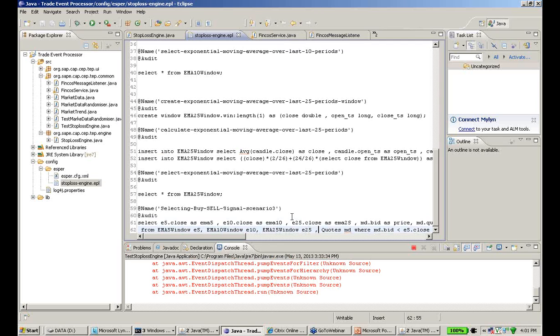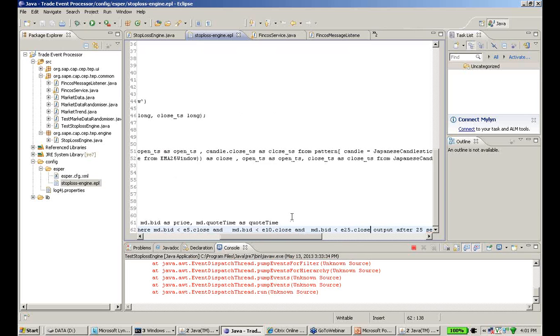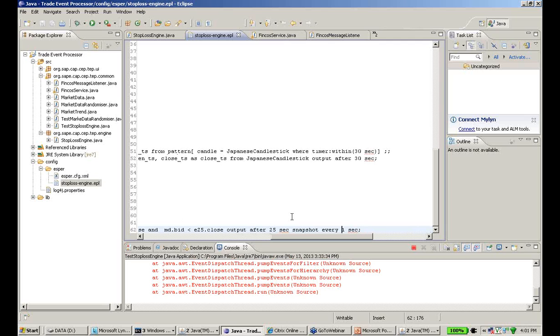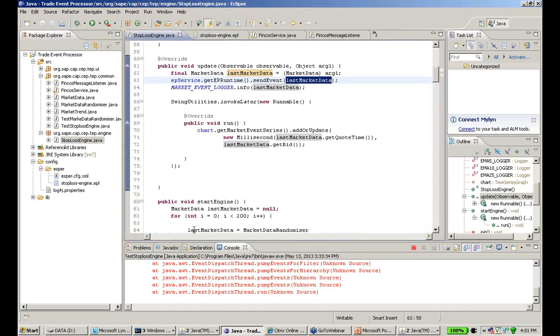If we look at this query, it says that the market data's bid size is less than the EMA 5, EMA 10 and EMA 25, and it generates the snapshot every 1 second. We can also modify it to generate snapshot every 5 seconds or 10 seconds, whatever we want to configure our engine. Let's go back to the stop loss engine.